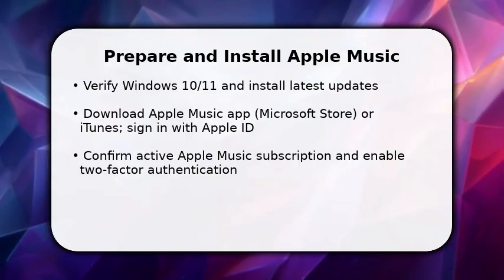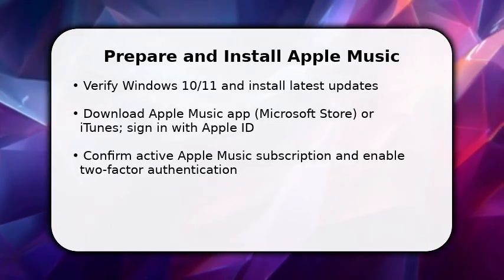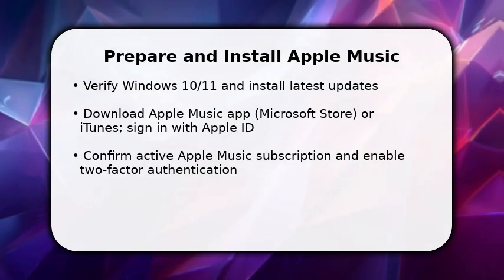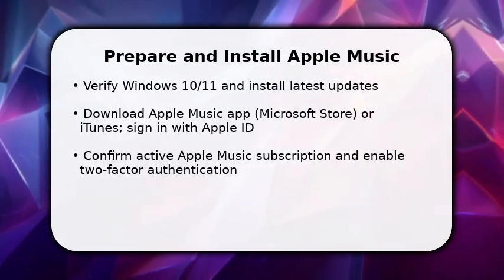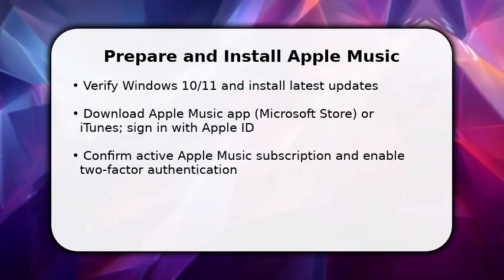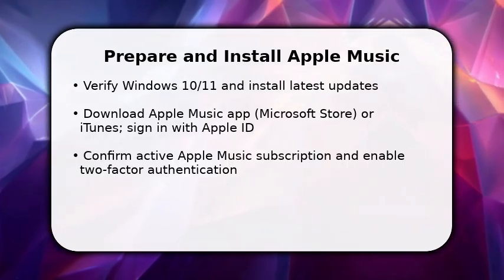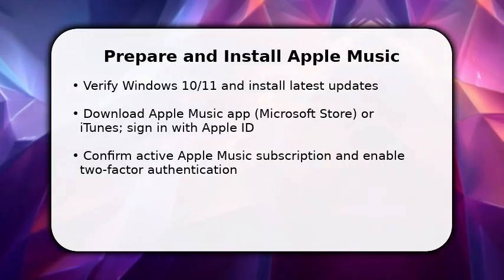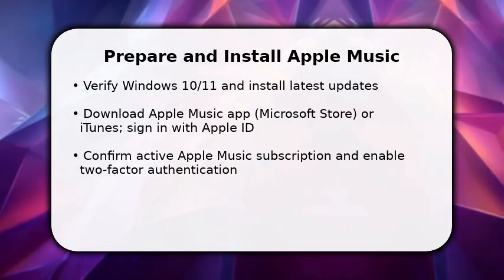You'll start by preparing your PC. Make sure Windows is updated and you have an active Apple ID with an Apple Music subscription. Now open Microsoft Store and install the Apple Music app, or, if you prefer, iTunes, either works. Once installed, sign in using your Apple ID. If prompted, complete two-factor authentication. This gets you into the app quickly and ensures your subscription and library sync options will be available.